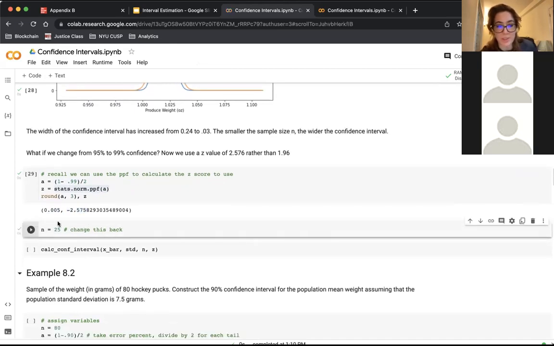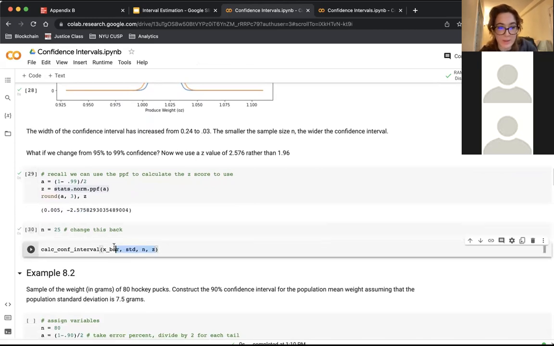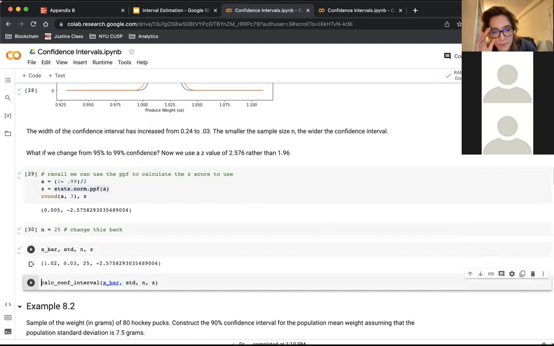And now I'm changing the number of observations back. Let me show you what we're putting into this. Now everything is back to the original, but instead of the Z score being for 95, which was 1.96, now it's for 0.99. Now, Darren, if you wanted to memorize these Z score values, for 0.9, 0.95, and 0.99, that might be good because that's pretty consistent.